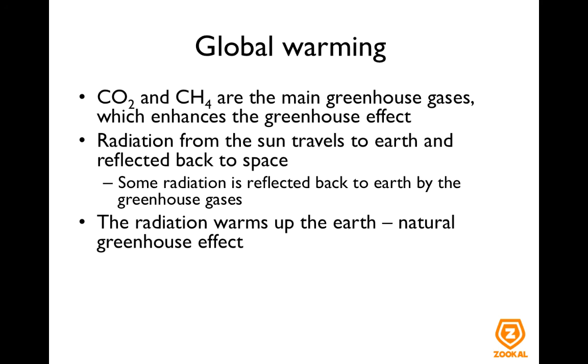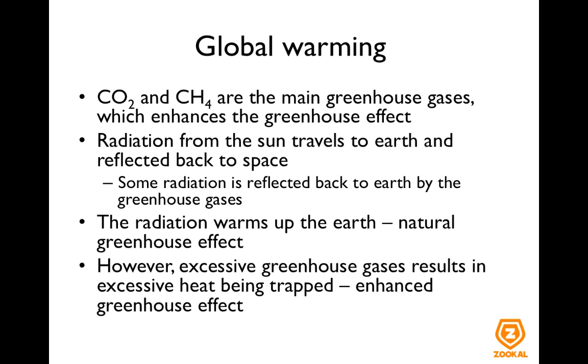This radiation warms up the earth naturally, and this is actually important to maintain the temperature on earth. However, when you have an excessive amount of greenhouse gases, there is an excessive amount of heat being trapped, which causes the greenhouse effect to be further enhanced, and that is the reason why the earth now is getting hotter and hotter, and you have ice caps in the Arctic and the Antarctic that are melting.